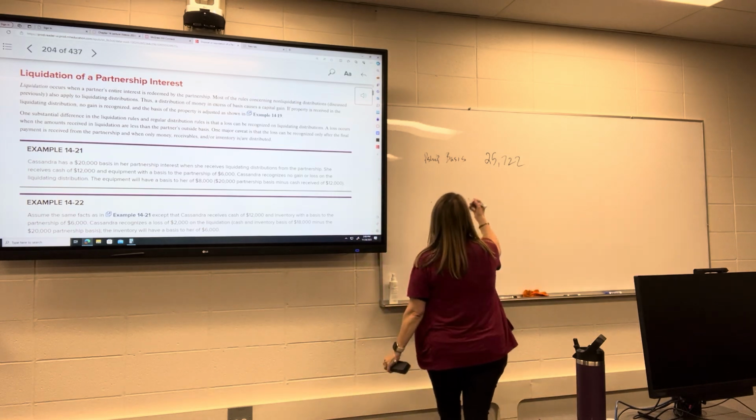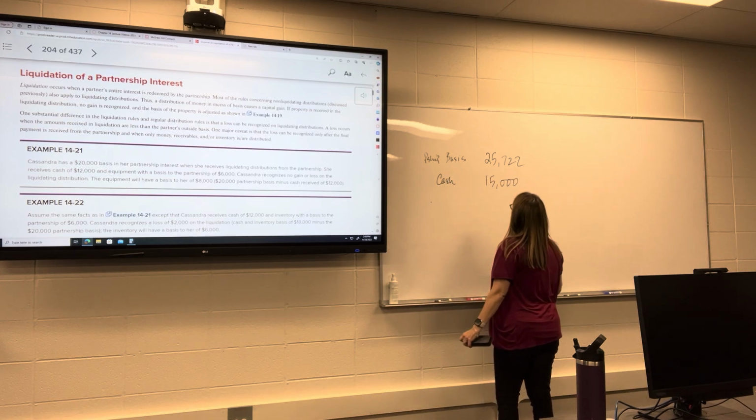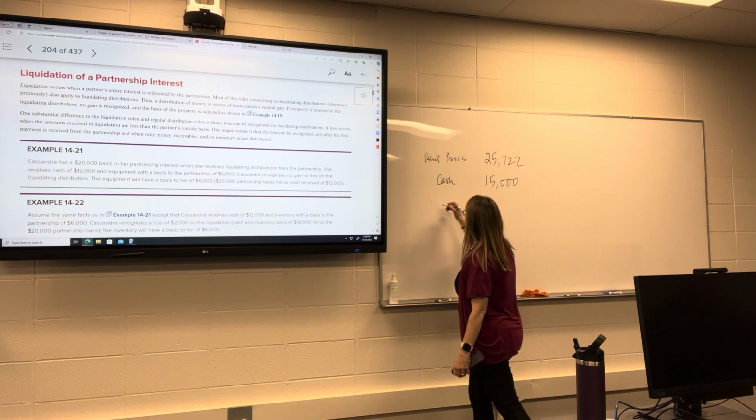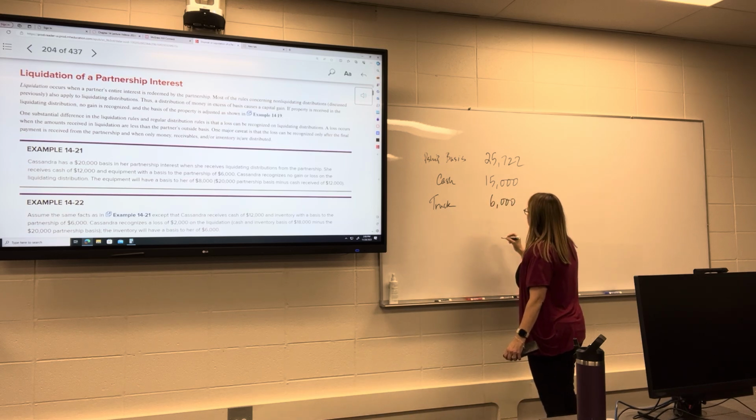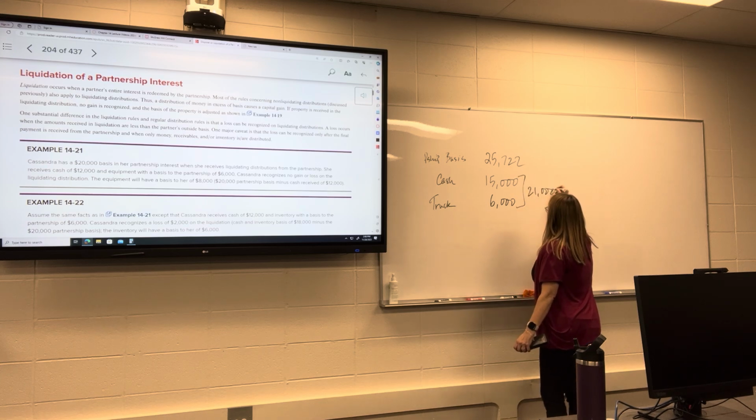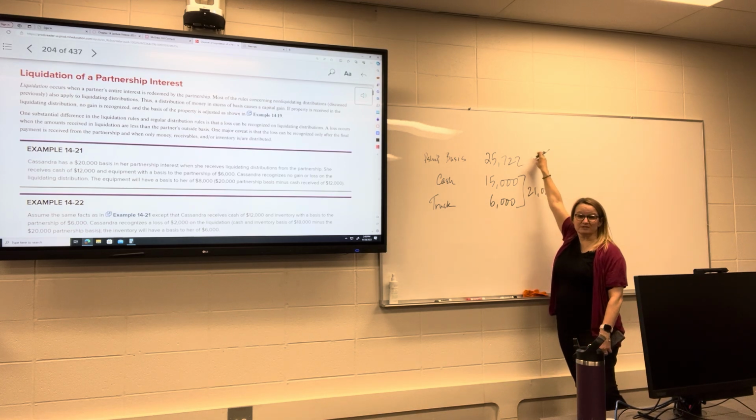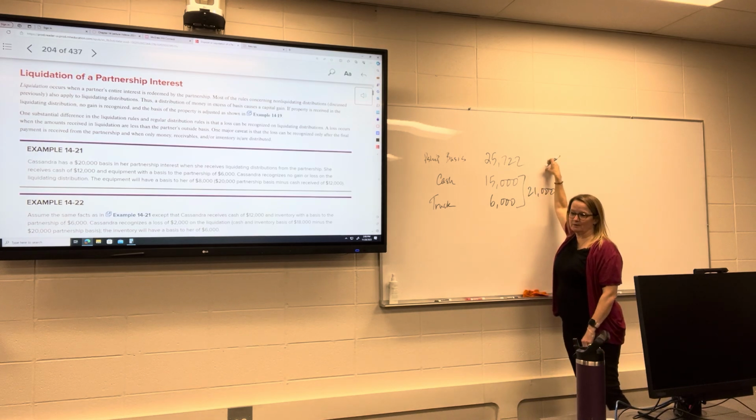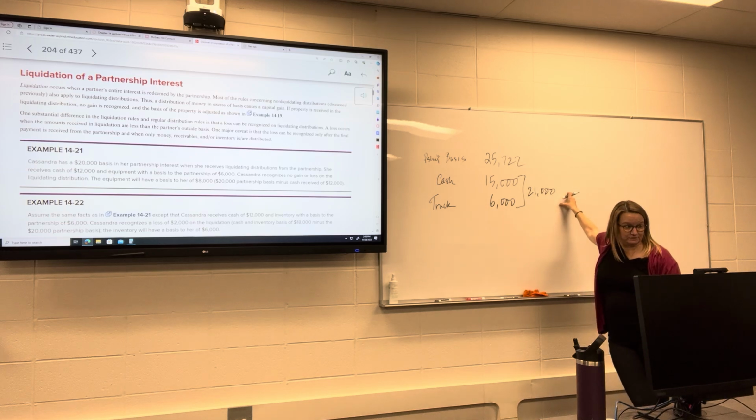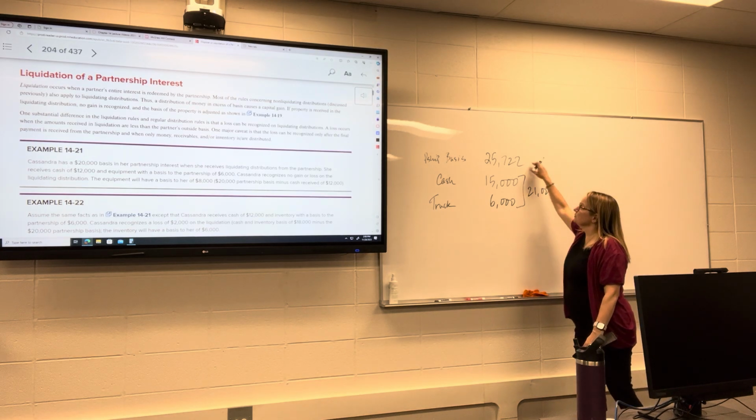But what they're doing is they're gonna pay us cash of 15,000, and let's say we get a truck that has a basis of 6,000. So altogether, we're getting $21,000 for the stuff, but our basis is 25,722. That means we paid tax on this money already. This is what's sitting in our bank account, but the bank's only gonna give us $21,000. That makes sense? So, all right, so where do we get our benefit here?